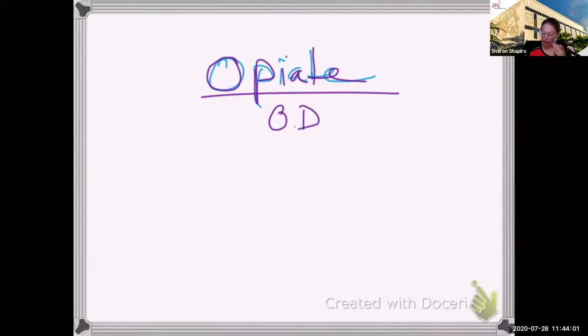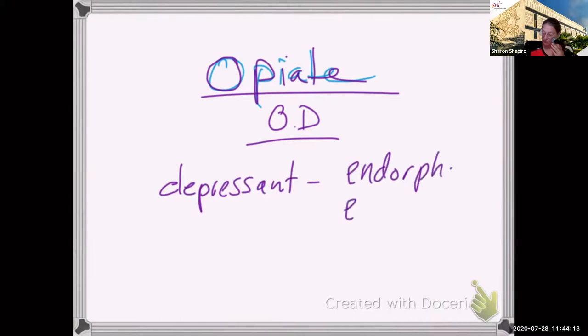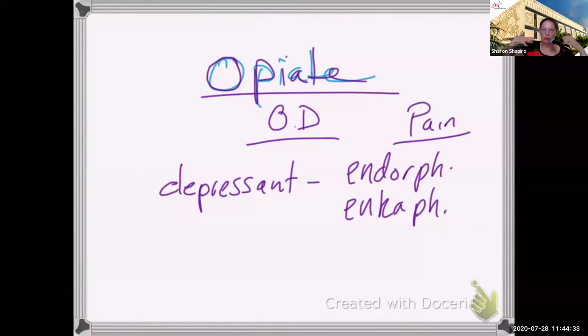When we look at the overdose, it has a different effect. Opiates have a depressant effect. The endorphins and the enkephalins are molecules that your body uses to modulate pain. So if you're in pain, your body naturally makes these endorphins and enkephalins, and they make you feel less pain, less physical pain, less psychological pain. And it depresses the brain and the brainstem. It has a depressant effect, kind of like a GABA-like effect.